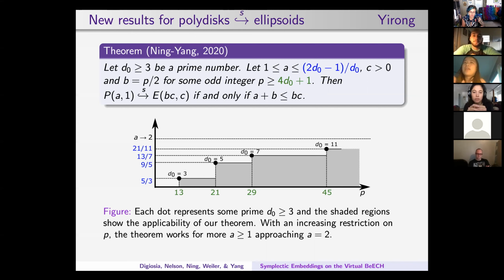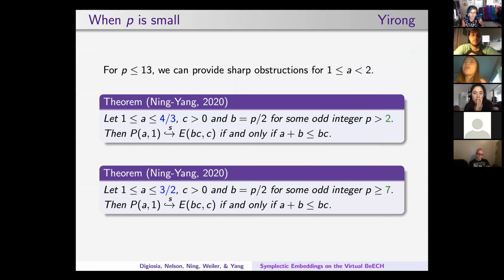So this theorem only gives us information about P greater than or equal to 13. Can we say anything for smaller values of P? The answer is yes. We have similar results here for when P is an odd integer, or P is an odd integer greater than 7. But when P gets greater than or equal to 13, the theorem from the last slide is always stronger than these two we have here.